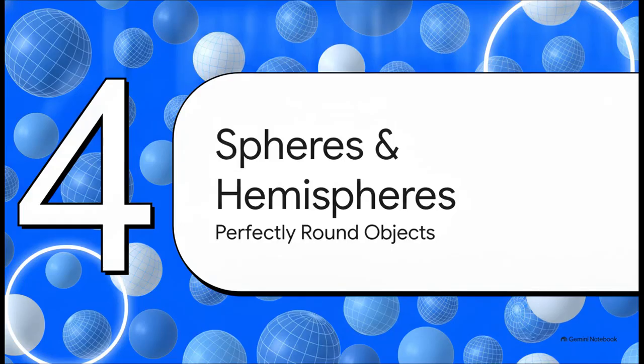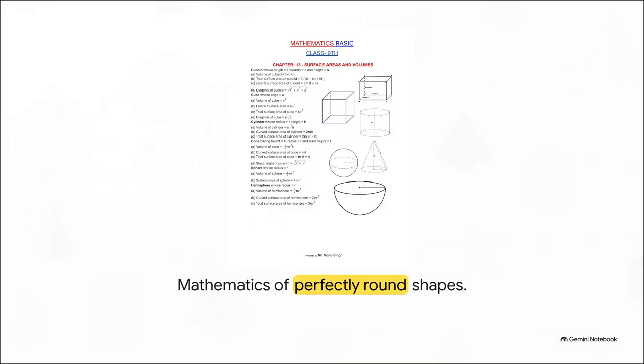All right, arriving at our final shape category. Section 4, spheres and hemispheres. Perfectly round 3D objects. For our final shapes, the top drawing is a sphere, a perfect ball, with a little line across its equator denoting the radius r. There are no flat sides here, no straight heights, just pure continuous curvature dictated entirely by that single radius measurement.